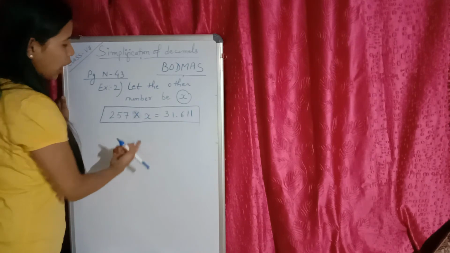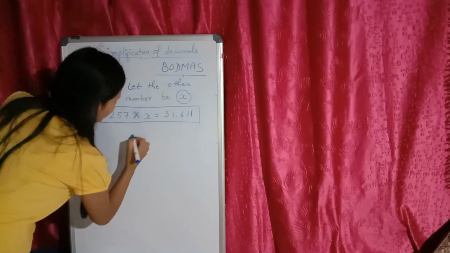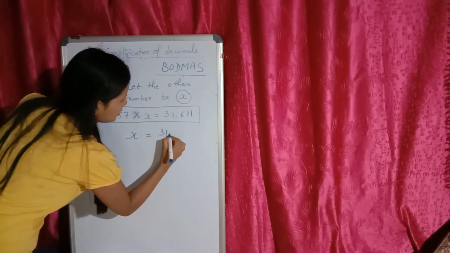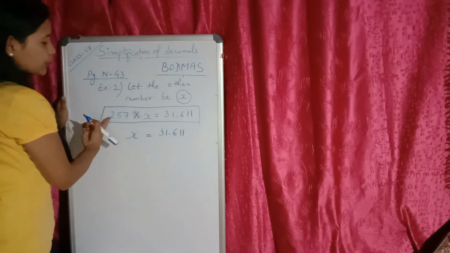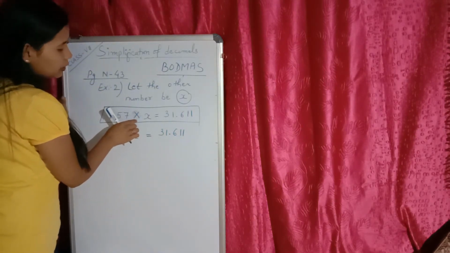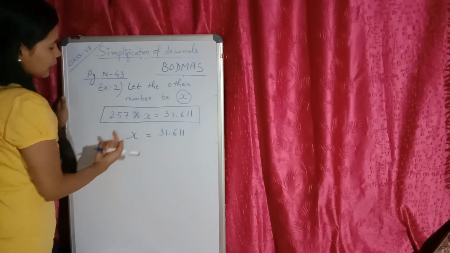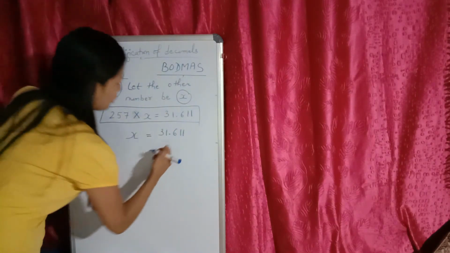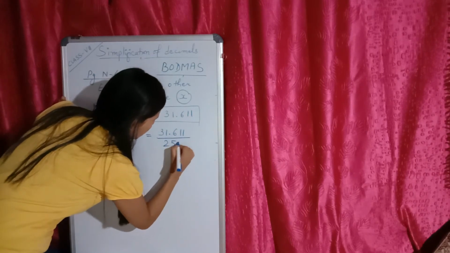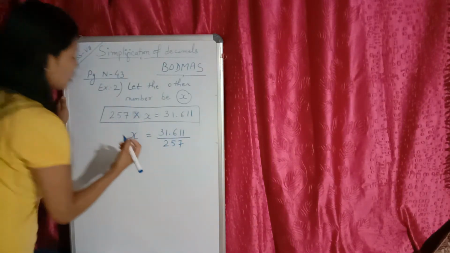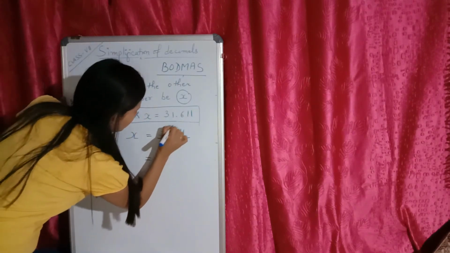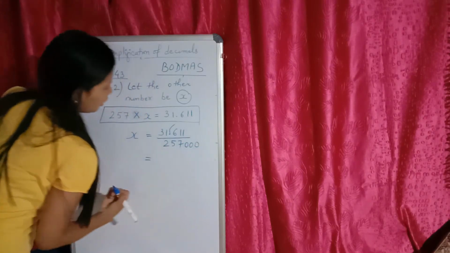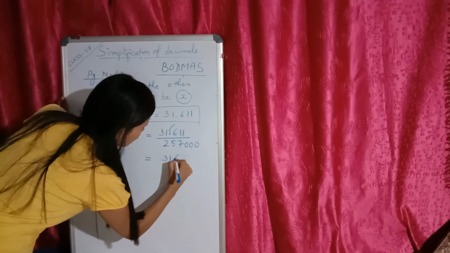We already know how to solve a linear equation, so we will keep this x in the left hand side itself. So whatever is in the right hand side, we write it. That is 31.611. Okay, so this 257 is in multiplication in the left hand side of this equation, right? So when we take this number towards the right hand side, then it gets converted into division. Okay, so we divide this number by 257. Okay, so when you remove this decimal, we'll be putting 1, 2, 3 zeros in the denominator. So 1, 2, 3. So our question is now reduced to this.